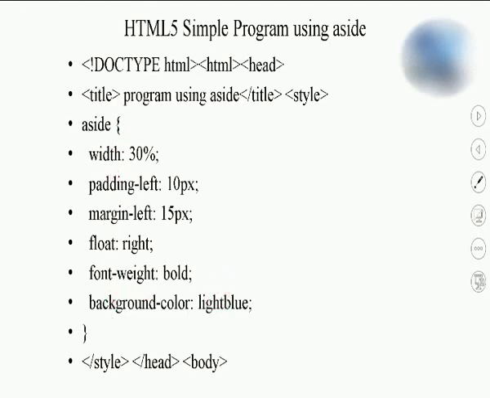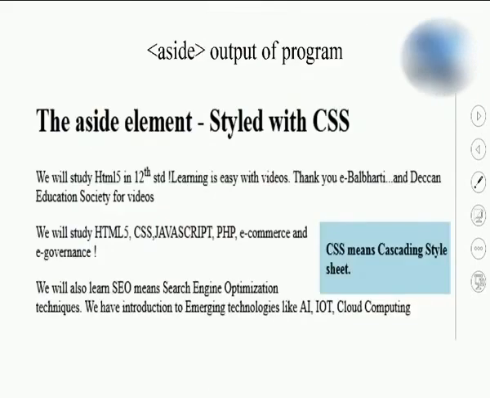I have given a background color to it, I have given a bold effect to it, and observe the output over here because of the aside tag, and I have mentioned where it should appear by using the CSS properties. So it is appearing at the right hand side. So this is the output of the aside tag. So you can make use of it to get an output something like this.